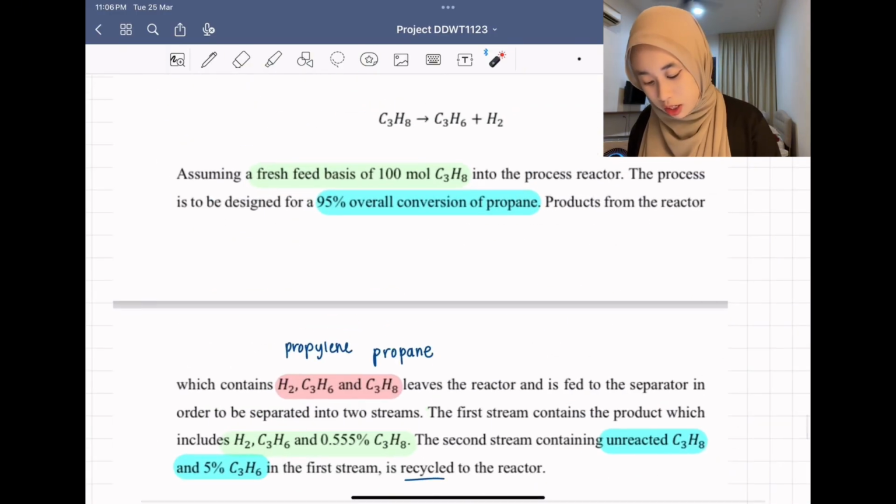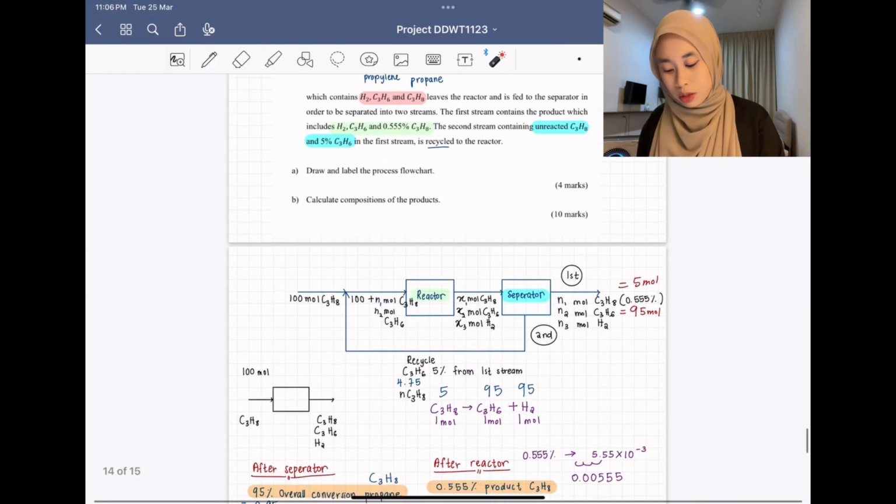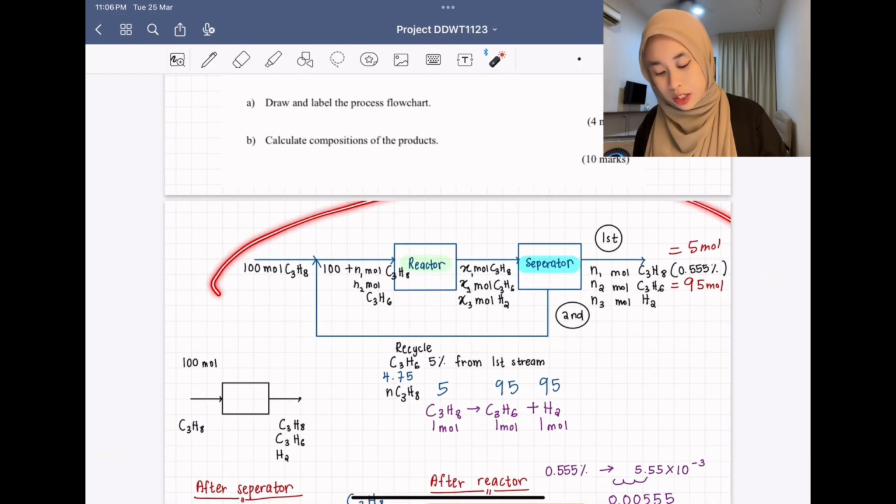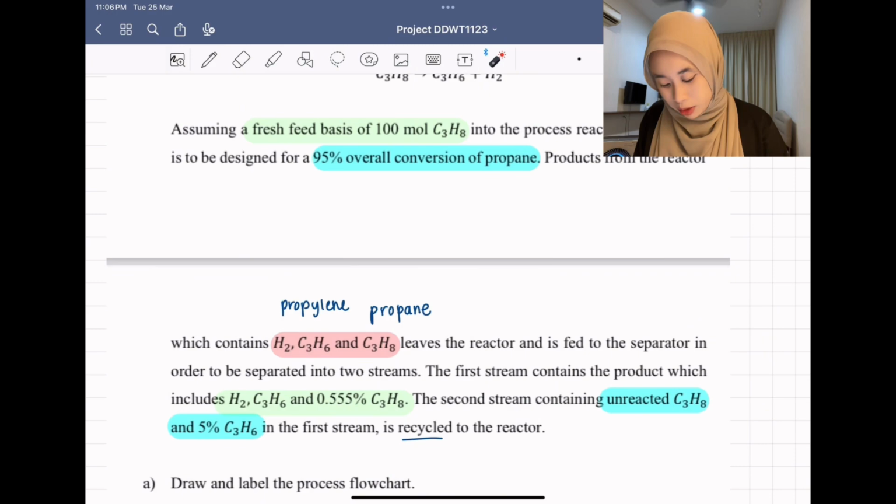Next, process is to be designed for a 95% overall conversion of propane. Maksudnya 95% conversion of this whole process is converted. Products from the reactor which contains H2, C3H6 and C3H8 leaves reactor. Dalam ni ada dua keyword, products and leaves.